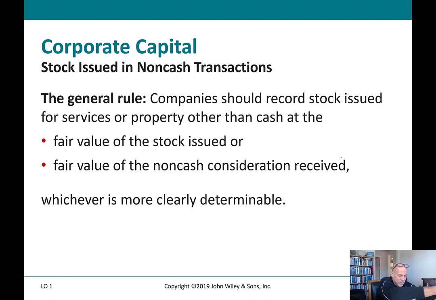Each day they ring a bell at the end of the day, and everyone agrees to the price of that stock that's traded on one of the stock exchanges, publicly traded. Well, in that case, the stock has the more readily determined value. So you would take the market value of the stock times the number of shares. That's what you would debit the refrigerator for, and then you would credit the stock at par, and of course, the amount over and above the par value goes to the additional paid-in capital.